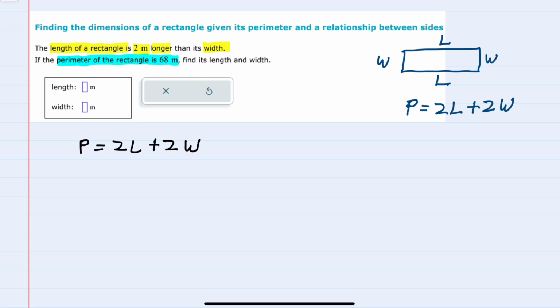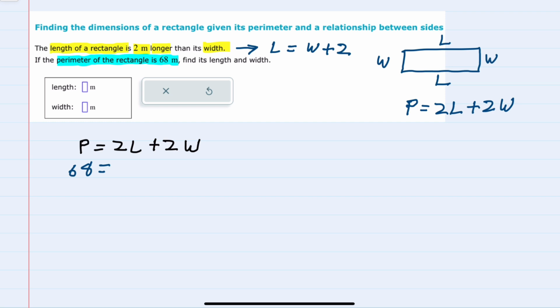replace P with 68. But we're also told in the first sentence that the length of the rectangle is 2 meters longer than its width. So from that, I can tell that the length, L, is equal to the width plus 2. So length is equal to 2 meters more than the width.